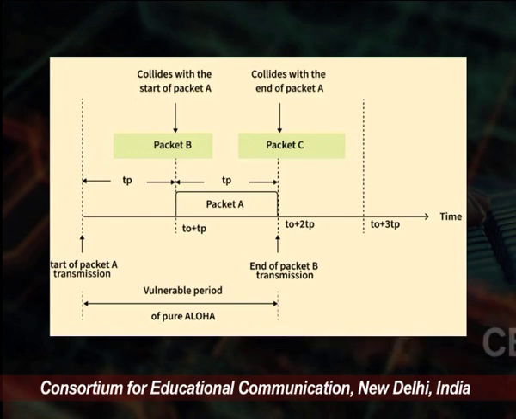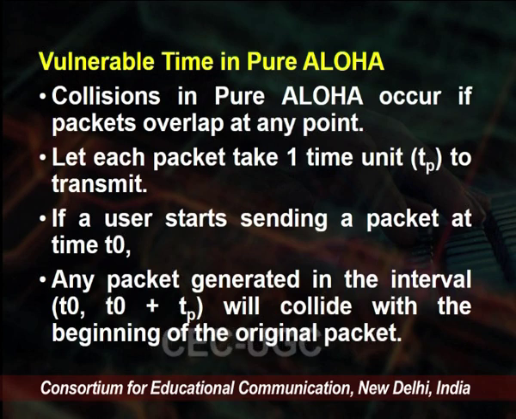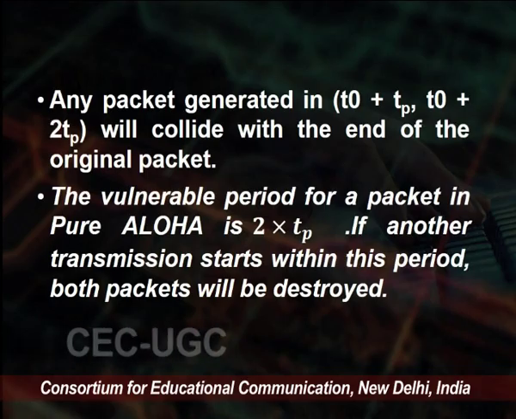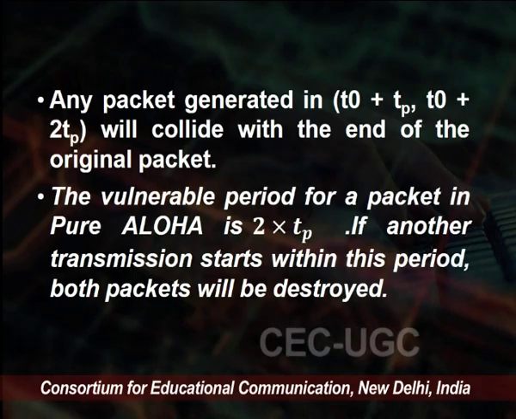Now moving to the right side, if a packet is generated in the interval from T0 plus Tp to T0 plus 2 Tp, which is packet C here, that type of packet is going to collide with the later half of packet A. So the vulnerable period of pure ALOHA is the time in which packets are going to overlap. The vulnerable period for a packet in pure ALOHA is 2 into Tp.